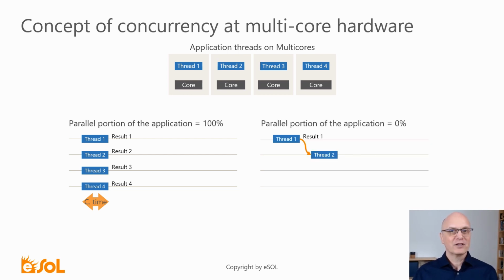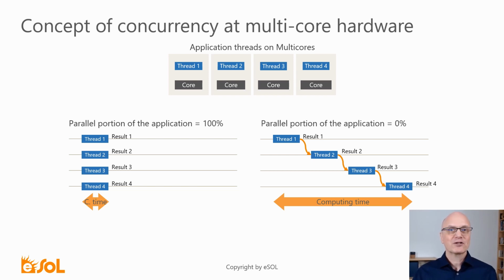If each of these formulas requires the result of the previous formula running on a different core, no speed increase will be seen compared to a single core. Such an application has a parallel portion of 0% because no function can do anything in parallel until the previous function has returned the result.